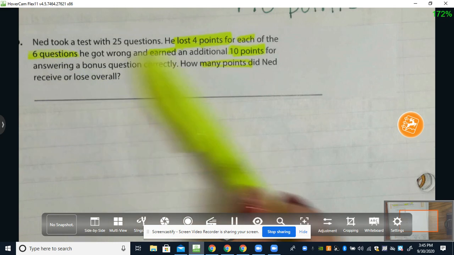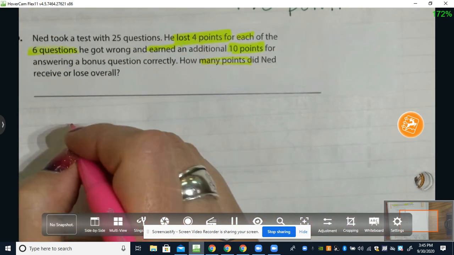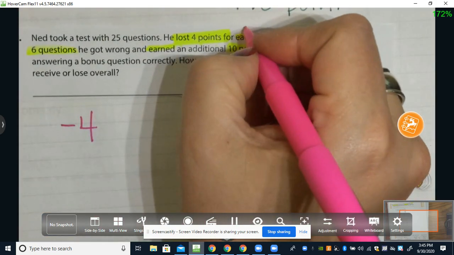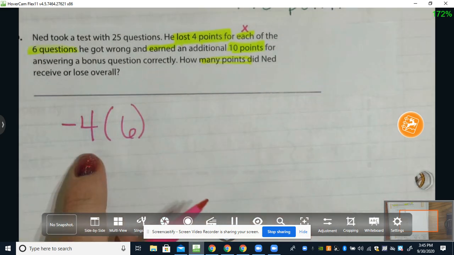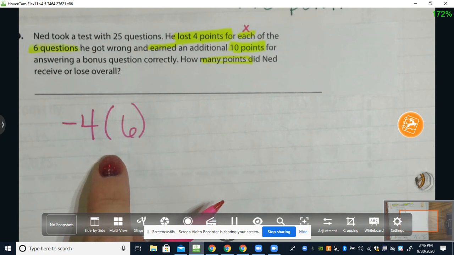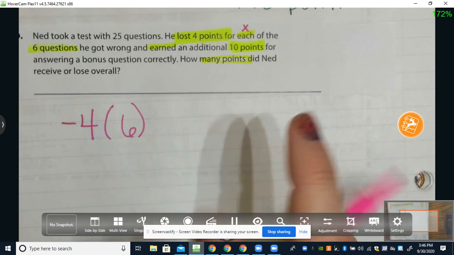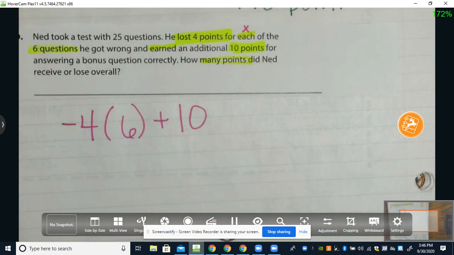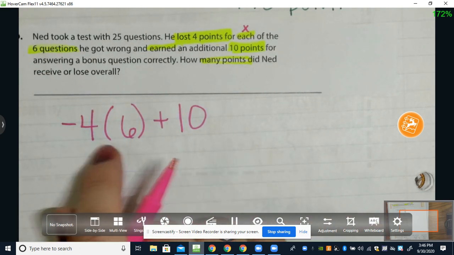So again, the way it's read, let's go ahead and set it up. So he lost 4 points. That would be a negative 4. For each, we know each means multiply, times 6. Now I just like to put in parentheses because you're going to kind of see it more like this. Okay, so this is what he got wrong. But remember, he earned 10 points for doing that bonus. He was smart to do that bonus. So that's the end of our sentence. This is the end of our expression.